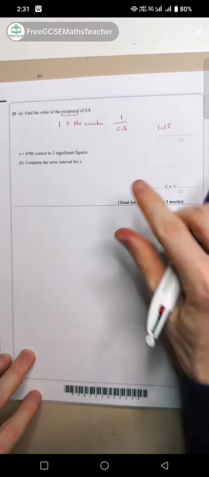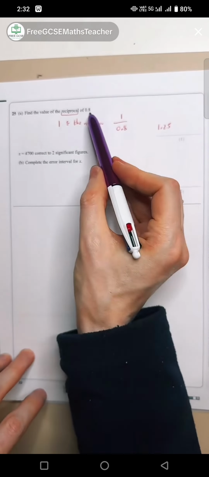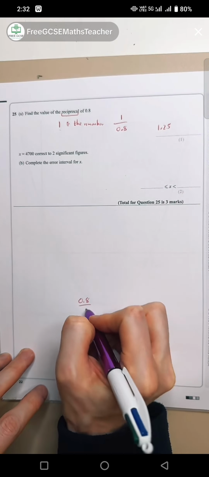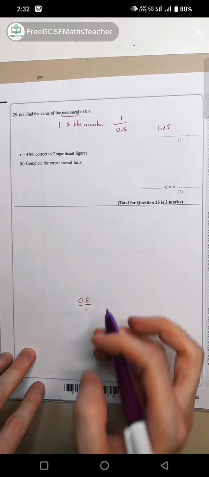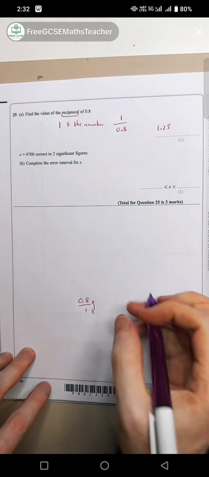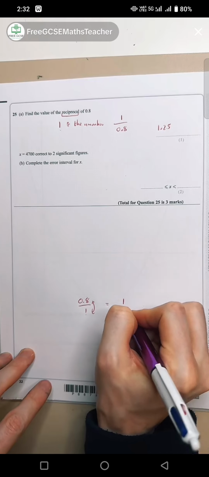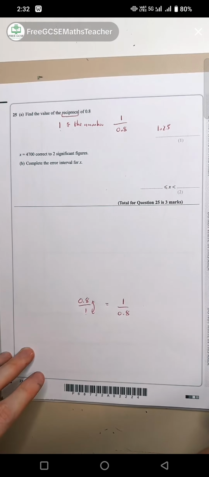As teachers, we also say reciprocal means to turn upside down. If you understand what that means, we know 0.8 as a fraction is the same as 0.8 over 1. Because if it's not really a fraction, you can always put it over 1. Reciprocal means to turn upside down. Flip it around. Hence, again, 1 divided by 0.8, which is 1.25.